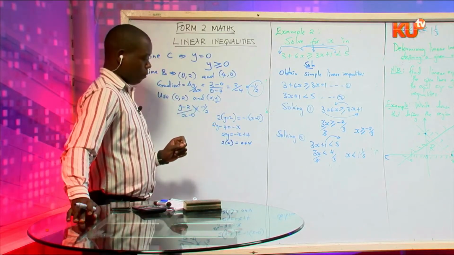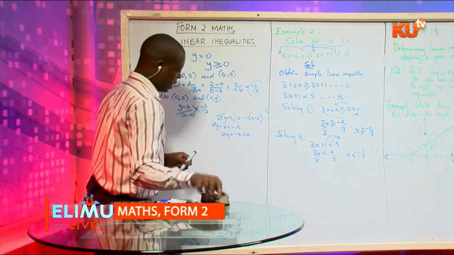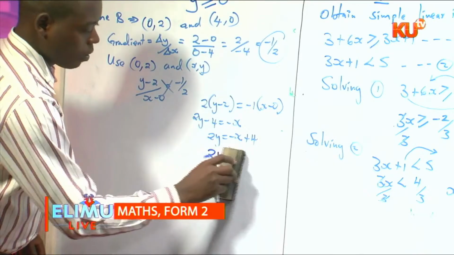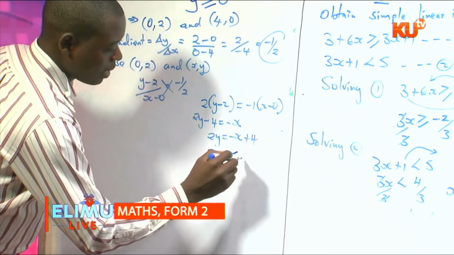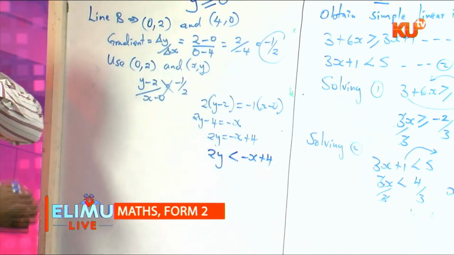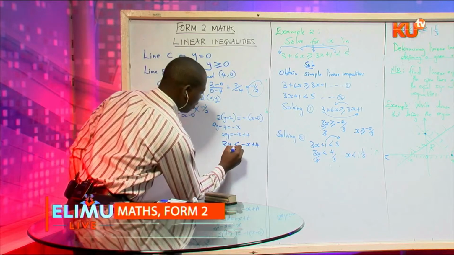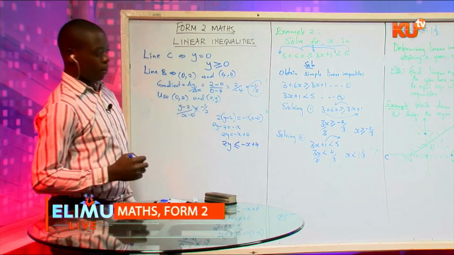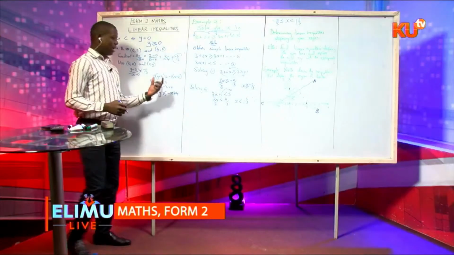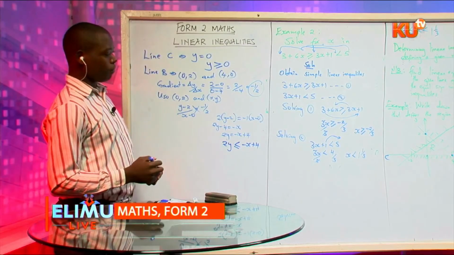0 is less than 4. And so we now replace in this inequality and say now we shall have 2y less than negative x plus 4. Then this line is continuous. We said if it is continuous, you have an equal to. So the complete inequality defining B is 2y less than or equal to negative x plus 4.